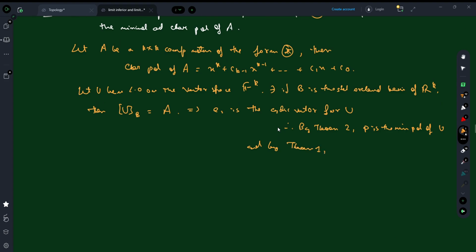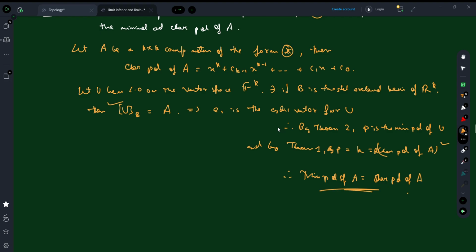And by theorem 1, the degree of P must be equal to k, which is exactly equal to the degree of the characteristic polynomial of A, right? So P is the minimal polynomial of U, which means P is the minimal polynomial of A, right? Therefore, just validate these statements from here to here. It will be quite easy. Just study theorem 1 and theorem 2 properly. Minimal polynomial of A equals the characteristic polynomial of A.